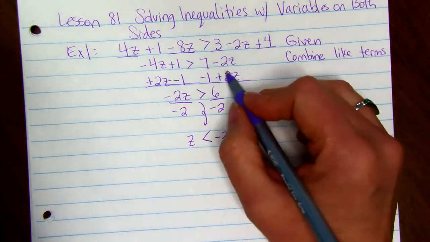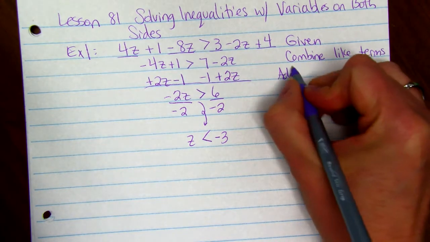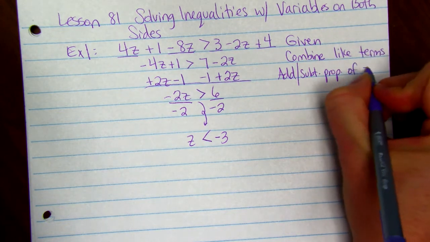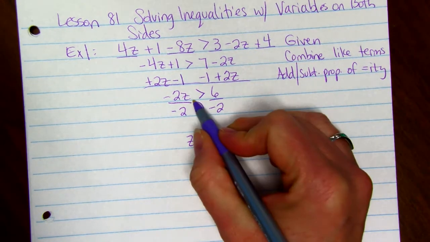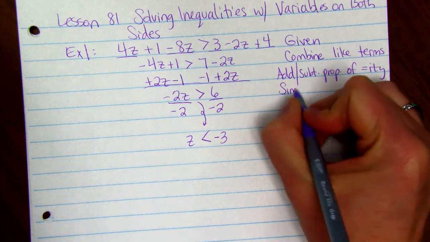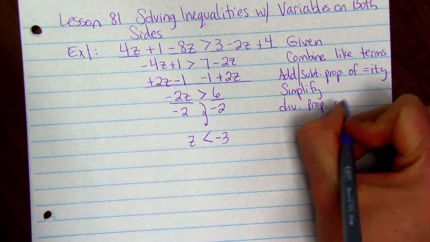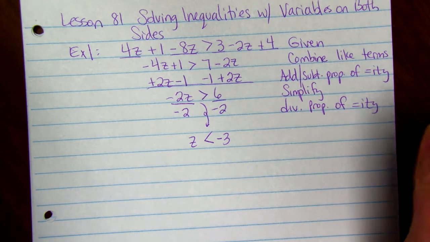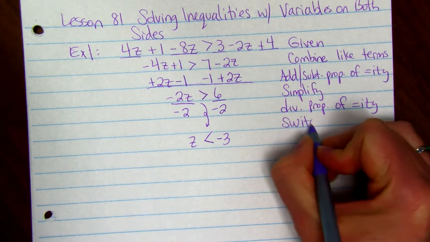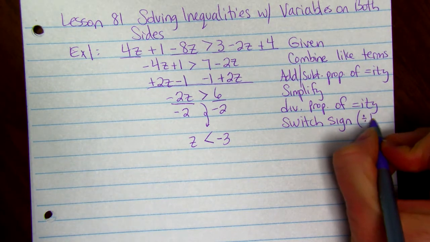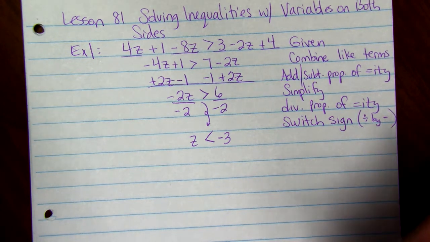So what did we do here? We used the addition and subtraction property of equality. And then we simplified. Then we used the division property of equality. We switched the sign because we divided by negative. And then we simplified.